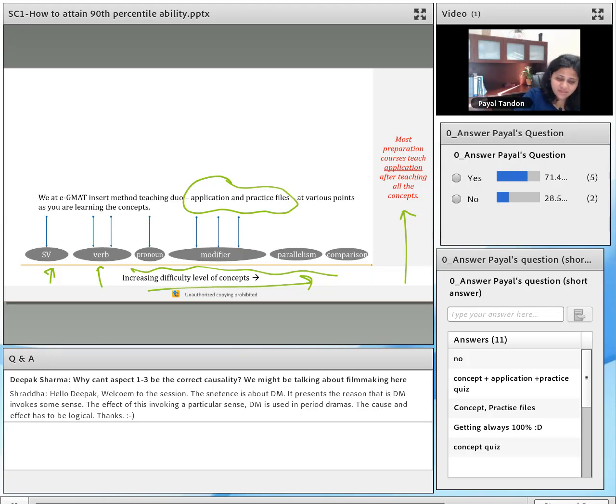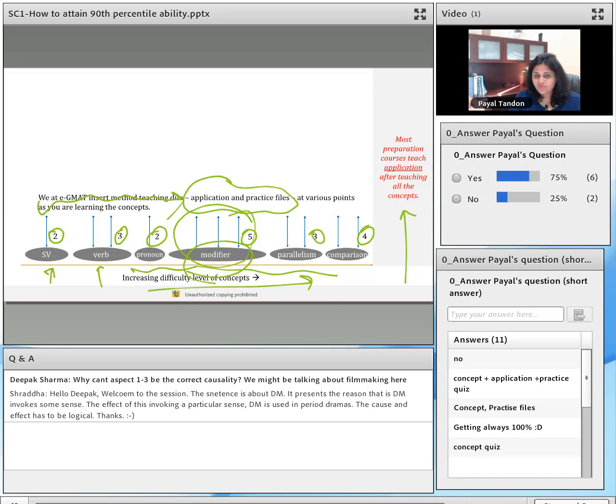Now, when you come to modifiers, there are three application and practice file duos, which means that these files will have all the errors that you have learned till this point in addition to the modifier errors. So you are progressively building your ability and skill set to answer questions based on the application method. Because of all of this, these are the number of process teaching files. Today, when I went through these four questions, I solved them in a step-by-step manner. You see similar or even more detailed solutions in a step-by-step manner in these application and practice files.